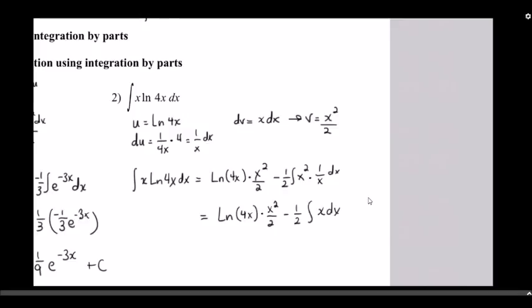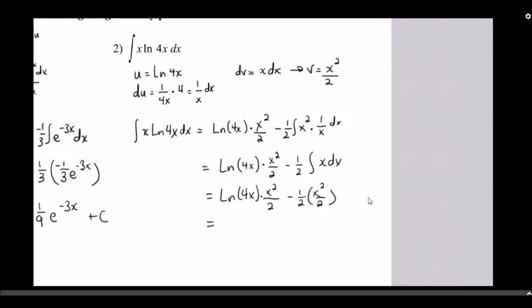Now the antiderivative, or the integral of x, is again x squared over 2. So we've got natural log 4x times x squared over 2 minus 1/2 times the antiderivative of x, which is x squared over 2. So there's our antiderivative.